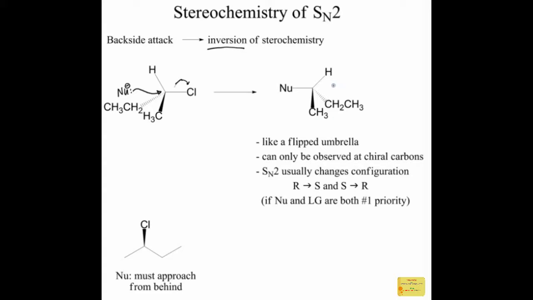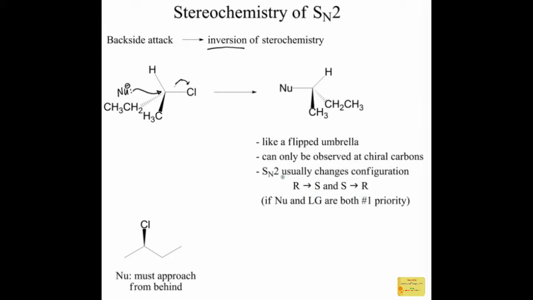This happens every time you do an SN2, but it's only observable when you have a chiral carbon. So if there were 2 hydrogens on here, if this was a symmetrical carbon, you would not be able to see that an inversion has taken place. You would have no experimental evidence for that. Okay, now this SN2 usually changes the configuration as a result. So in other words, if you started out with the R configuration, you would now have S, and vice versa, and S would end up R.